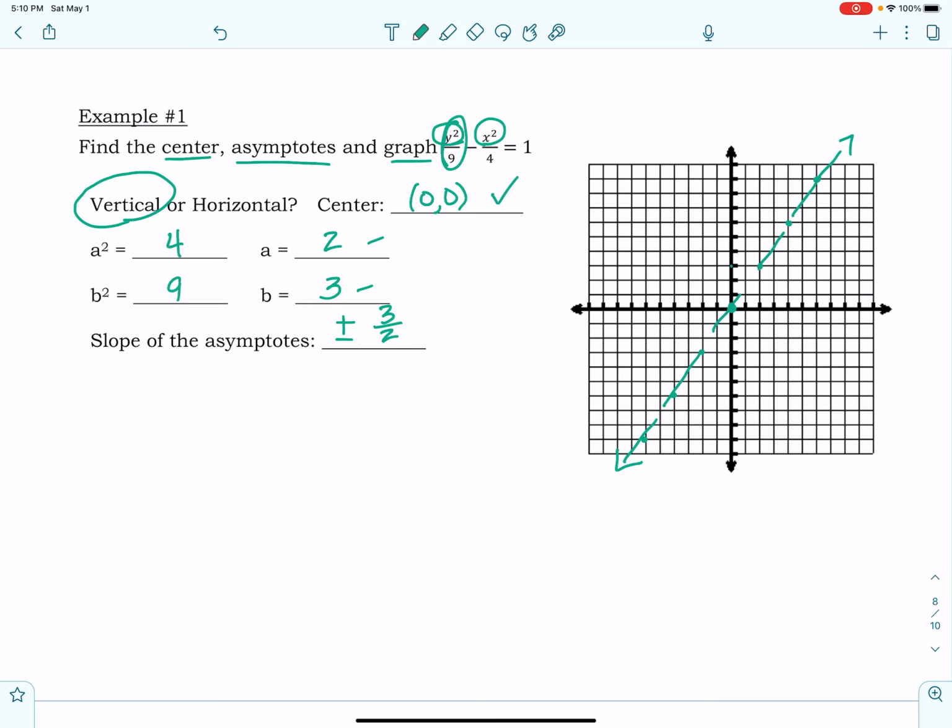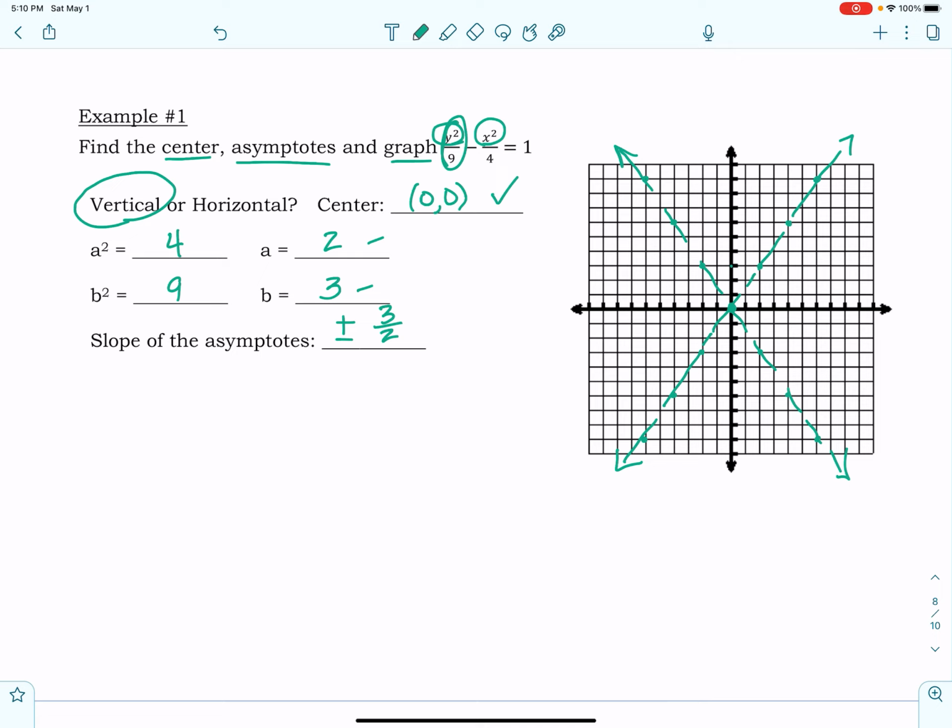And then I'm going to have one in the negative direction. So from the center, I'm going to go up 3 over 2 in the other direction, because that's my negative slope. And that's exactly what that will look like. So I know how wide to make the branches of my hyperbola. Now I've just got to figure out where they go.